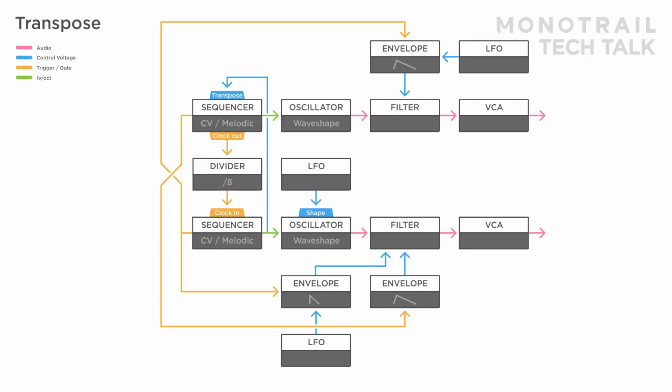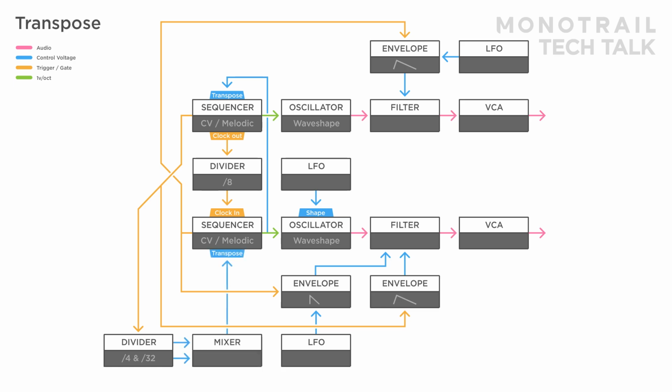If you want to go deeper into cross-patching transposing, you can take the gate output of the transpose sequencer and use that to forward another clock divider. In this setup, a fast and slow division are mixed and used to modulate the transpose input of the second sequencer. Remember that the gate input used for the second divider is an irregular pattern based on a 7-step sequence.